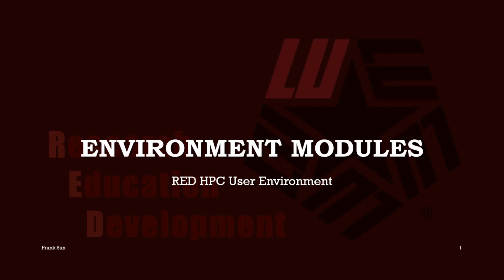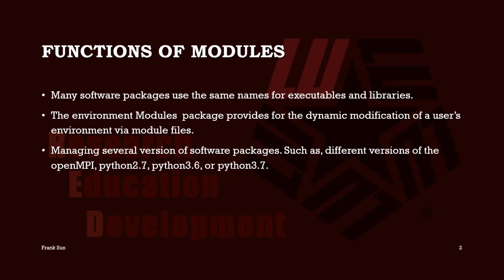In this video, I'm going to talk about the HPC user environment setting. If a system is constantly upgraded, there will be many different versions of the software package which use the same name of executable and the libraries. How to manage this kind of environment?